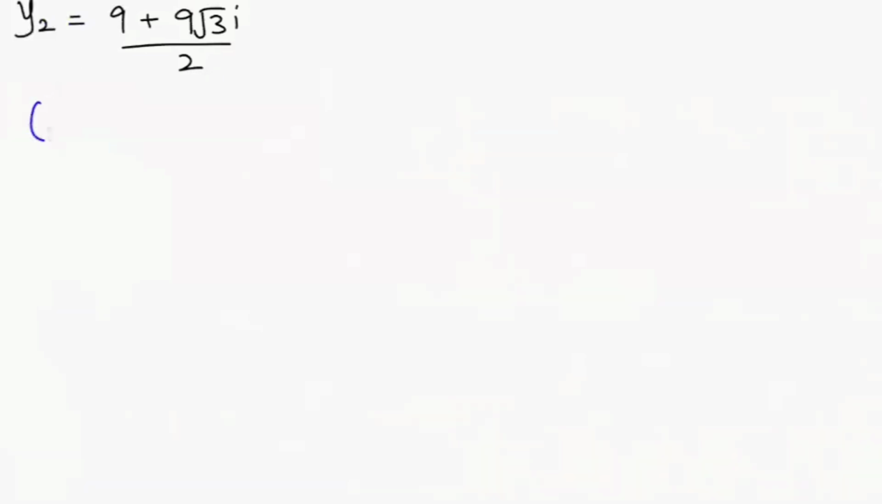So here we get the x2 and y2 values. Here we have the x value, that is 9 minus 9 root of 3 iota over 2, and the y value we got is 9 plus 9 root of 3 iota over 2.